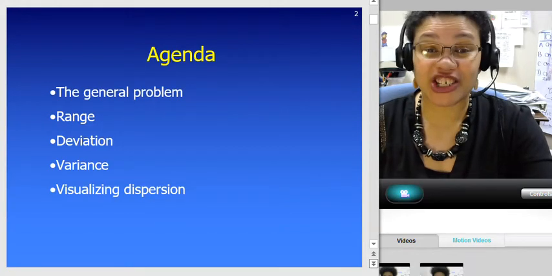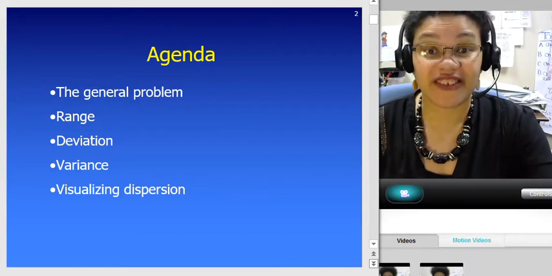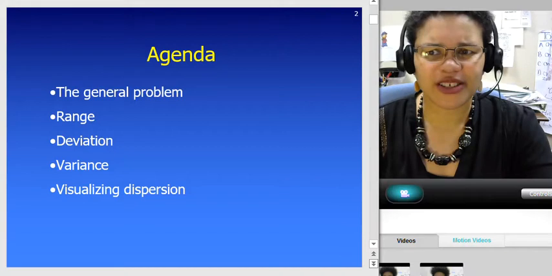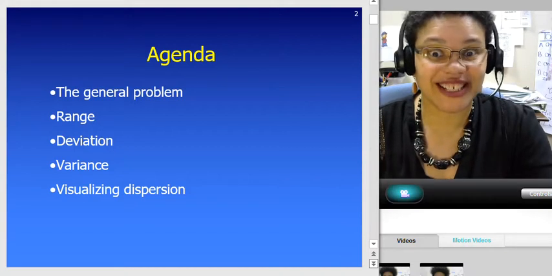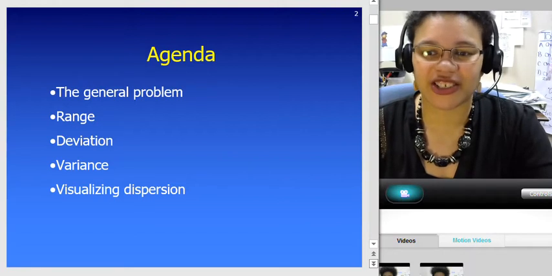So, we're going to talk about the general problem. Then we're going to talk about three measures of variability: range, deviation, and variance. I wonder if we're going to talk about standard deviation. And then we'll talk about how we can visualize dispersion or visualize variability.